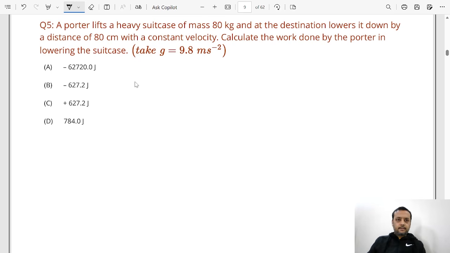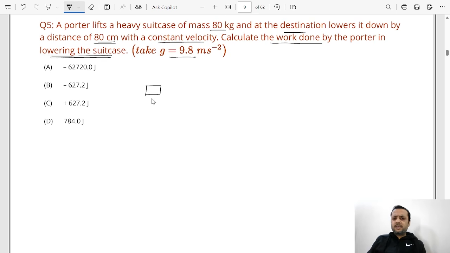All right. This question is from work, power and energy. There's a porter who lifts a very heavy suitcase of 80 kg, and at the destination he lowers it down by a distance of 80 centimeters with a constant velocity. We have to find the work done by the porter in lowering the suitcase. Remember, we have to just find the work done while he was lowering down the suitcase. Gravity is 9.8. Now remember, when he is lowering down the suitcase very slowly with constant velocity, that means the net force on the suitcase must have been 0.